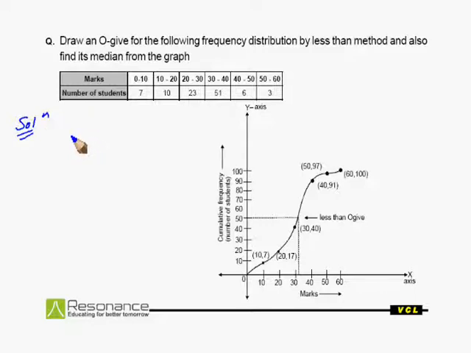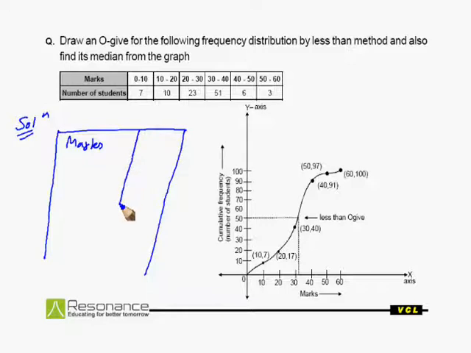Now for preparation of a less than cumulative frequency table, we have to make two columns. The first column is of marks and the second column represents the number of students. For preparing a less than cumulative frequency table, we have to write marks less than, and we have to write here the upper limits of each class interval.